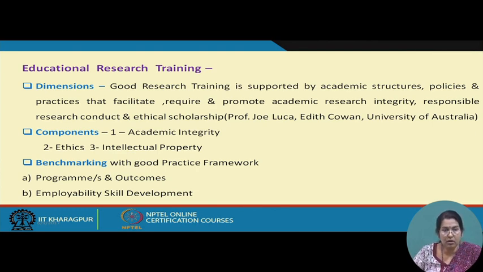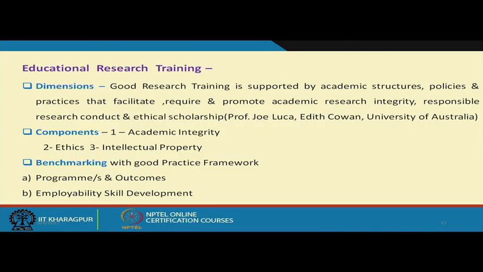Then research must also have some kind of benchmarking, that means how to ensure its quality through benchmarking with a good practice framework. The research must have benchmarking in terms of its quality, validity, credibility, and generalizability.